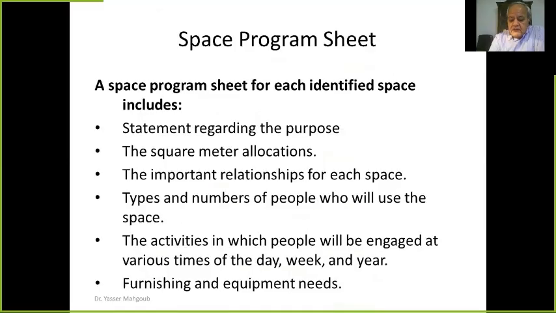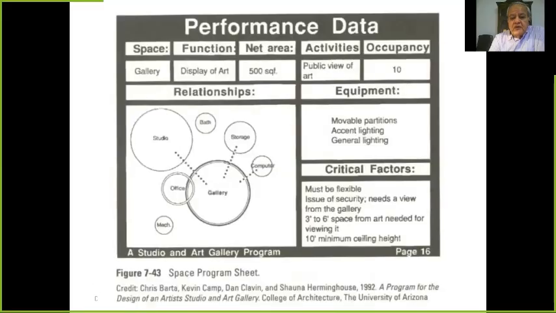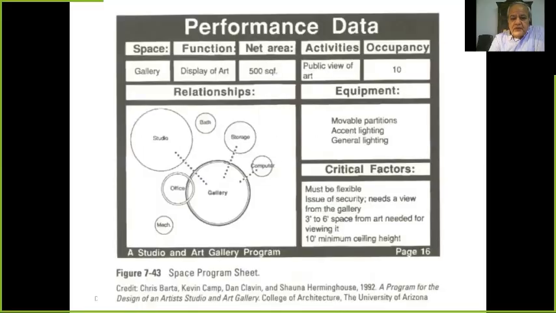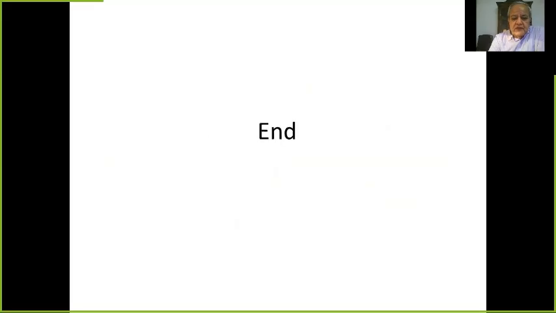So for complex projects, we develop what we call a space program sheet. For each room or each room type, we develop a performance data or space program sheet that identifies the name of the space, its function, its area, and any critical factors, and a bubble diagram of its relationship to other activities.